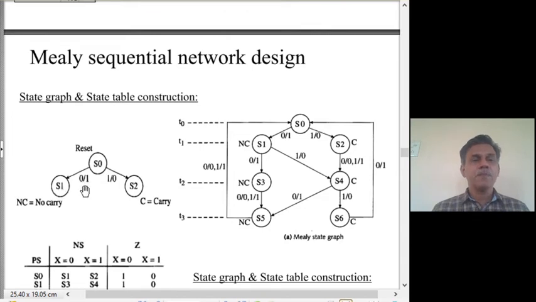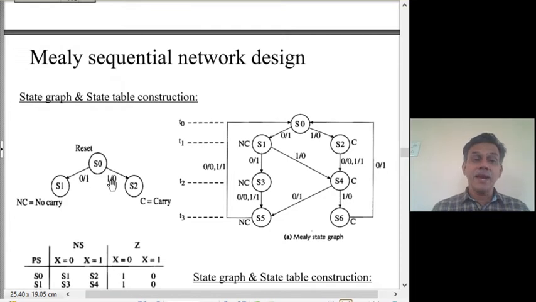I repeat, because there is no carry and because there is a 1 that needs to be added in the LSB, when the LSB bit, that is X0, is 0, 0 plus 1 will give a sum of 1, which is what is given out as Z0, and the carry is 0, and we denote it as the state S1 and indicate that there is no carry.